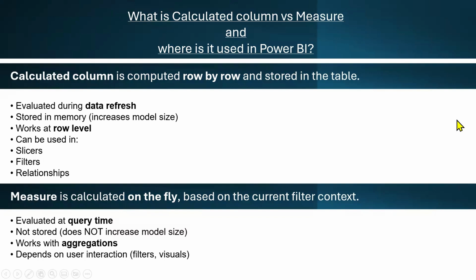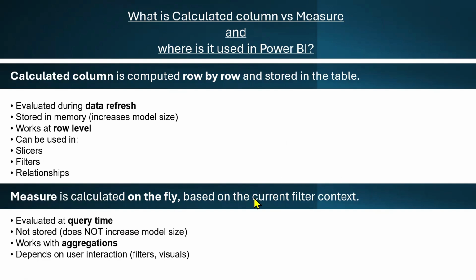Basically, a calculated column is used to create new data inside a table. It performs calculation row by row, meaning each row gets its own value. These columns are stored in the model, so they can be used in slicers, filters, or even to create a relationship between tables.